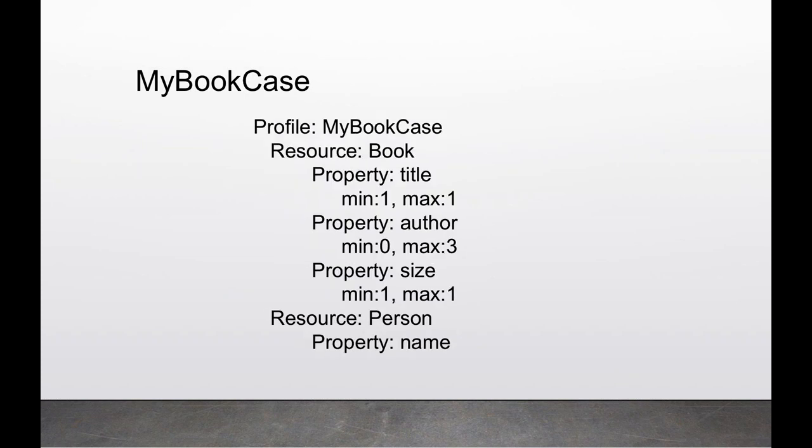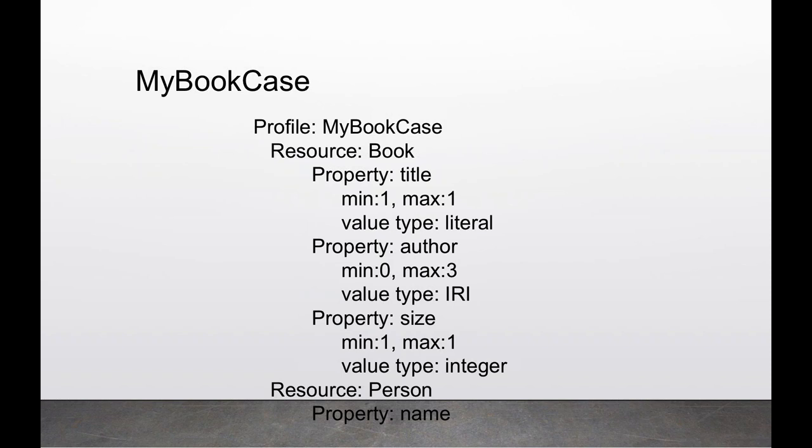Then you begin to add some rules. So a book has to have a title, and at most it can have one title. It can have no authors, or it can have up to three authors. Size, it has to have one, but it can only have one. And then there would be others for name.